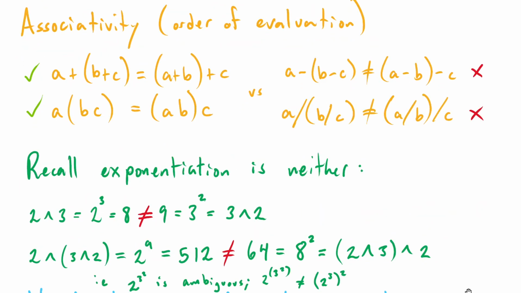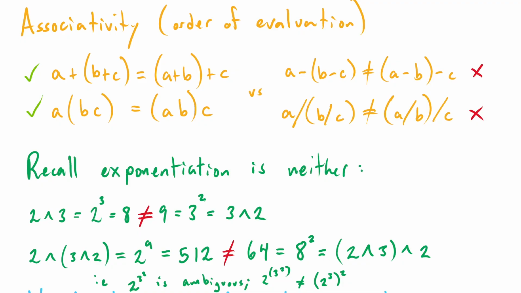Many important operations do not have these properties. Exponentiation is neither commutative nor associative. For example, if I take 2 to the third power, that's 8, but 3 to the second is 9. Or if I want to know what is 2 to the 3 to the 2, well, it matters what order we do the exponentiation in.